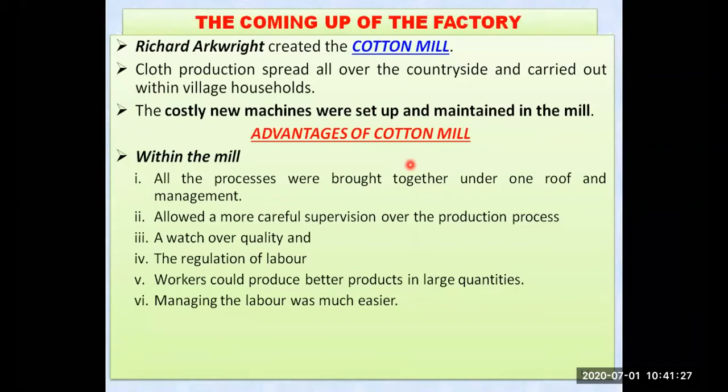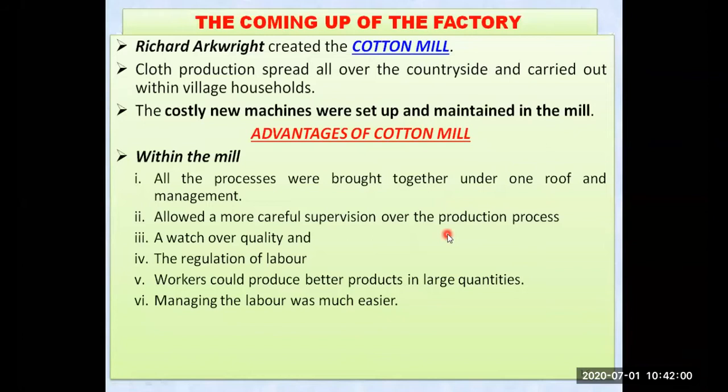Within that particular building, all the processes were brought together under one roof and under one management. Now it can be managed very properly because of this new machine, the cotton mill. All the processes of producing a particular product of cloth can be done under the same roof. And it allowed a more careful supervision over the production process.